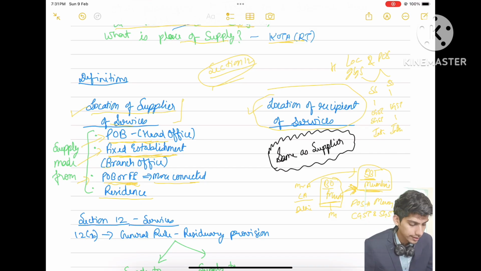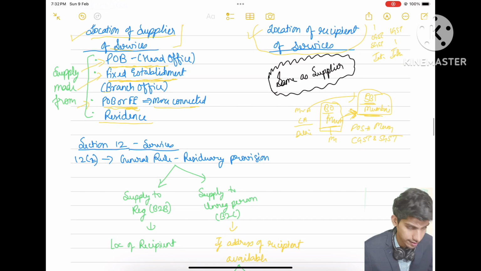Okay, then the location of recipient of services is the same as for the supplier. If the service is received at the head office, then the location of such head office, place of business, will be the location of recipient of services. If it is received at a fixed establishment elsewhere, which we can also call a branch office, then the location of such branch office or fixed establishment. And if the service is received at more than one place of business or fixed establishment, then whichever is more connected. And if none of these are available, then the place of residence, where the person usually resides.